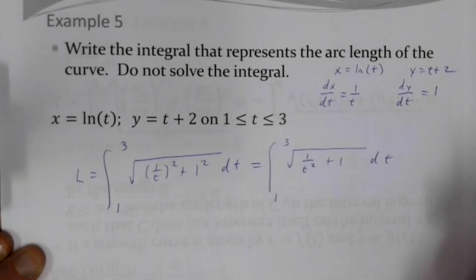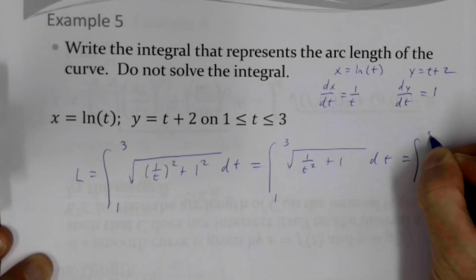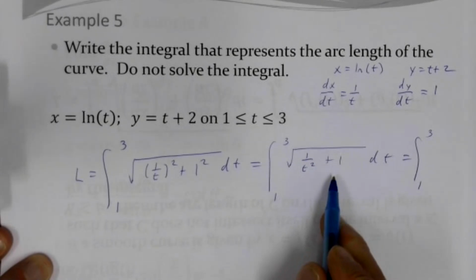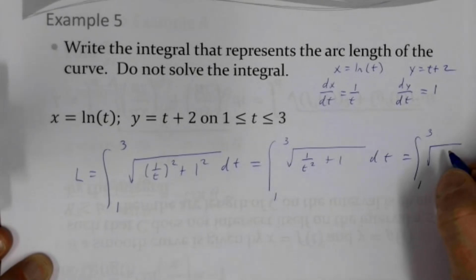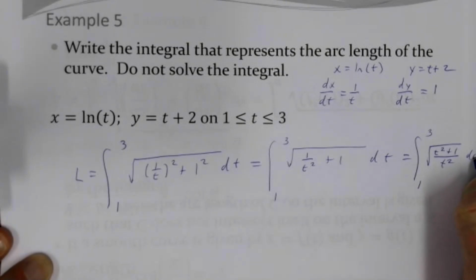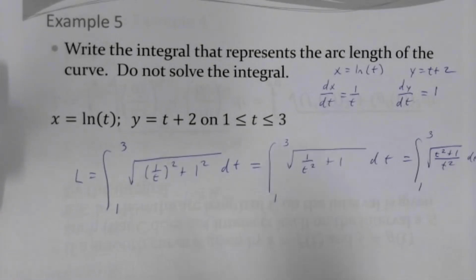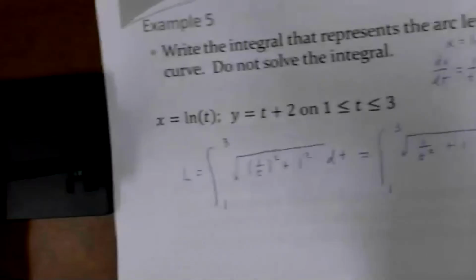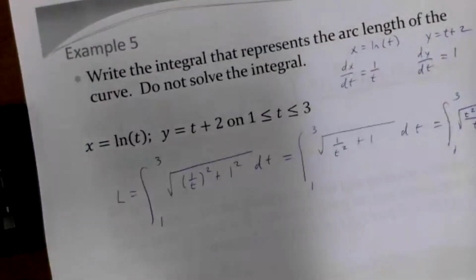You could even go to this form, because you could think of the 1 as t squared over t squared. So if you wanted to combine it into one fraction, it would look like this. It would be the square root of, I'm going to switch the terms around, t squared plus 1 over t squared, dt. I did switch the order, but in any event, either form probably would be fine, if I can get my dot camera to work.